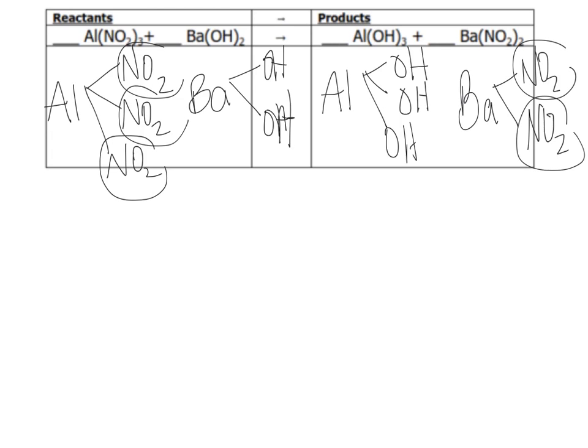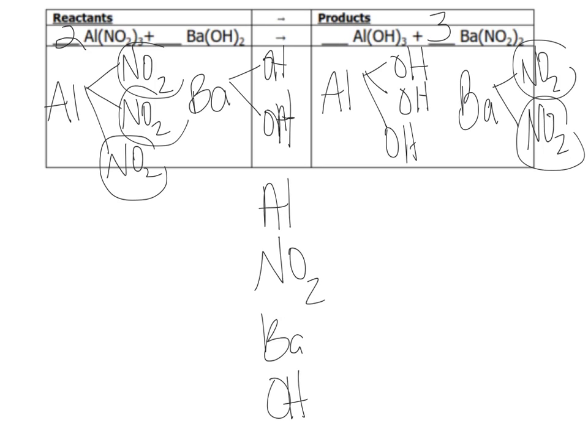So we're going to start with NO2. On the reactant side I have 3, product side I have 2, so I've got to get 6 on each to make them balanced. We'll do a 2 on the reactant side, and then we'll do a 3 over here. So when I list my inventory, I did have 1 Al and 3 NO2s, and now I have 2 Als and 6.